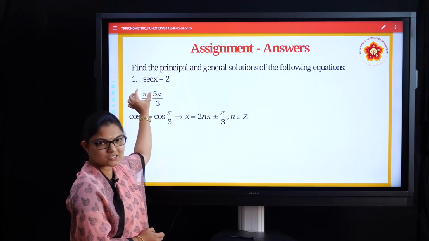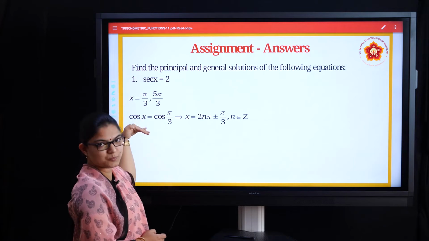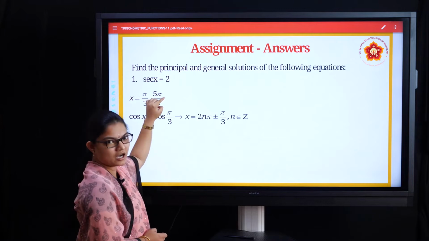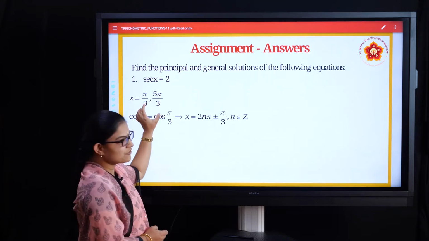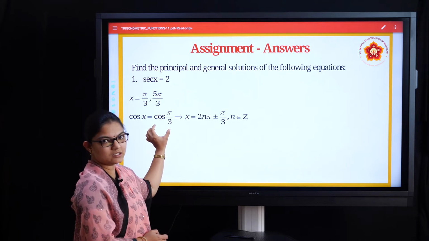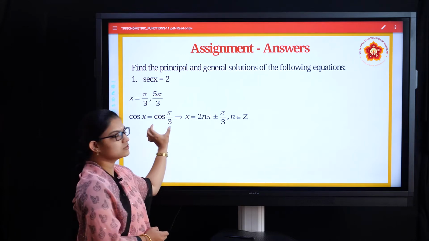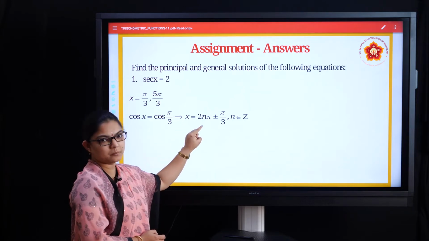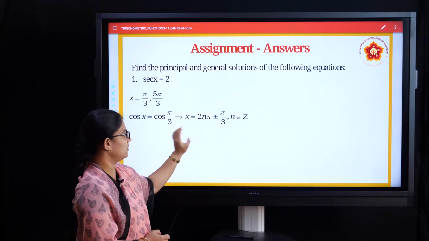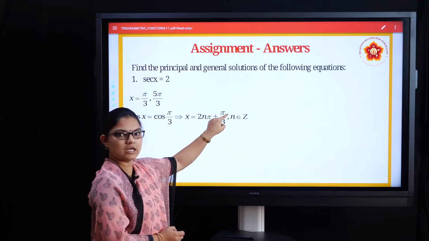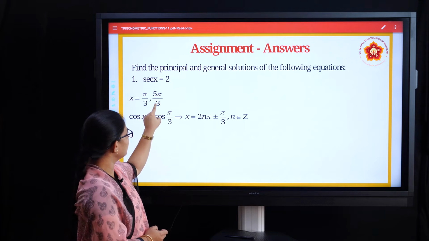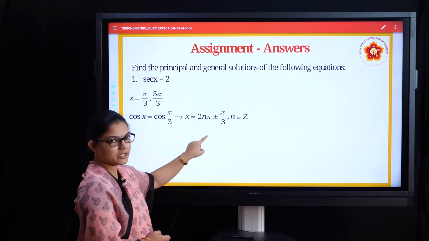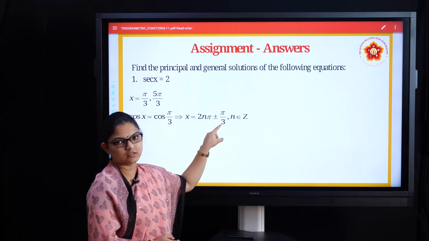First, considering the reciprocal, secant x is equal to 2 can be written as cos x is equal to half. Now half can be rewritten as cos pi by 3. Therefore we have cos x is equal to cos pi by 3. Now by applying the formula, x is equal to 2n pi plus or minus y, that is 2n pi plus or minus pi by 3, or you are free to choose any of these angles, or you can write x is equal to 2n pi plus or minus 5 pi by 3 for n belongs to Z.